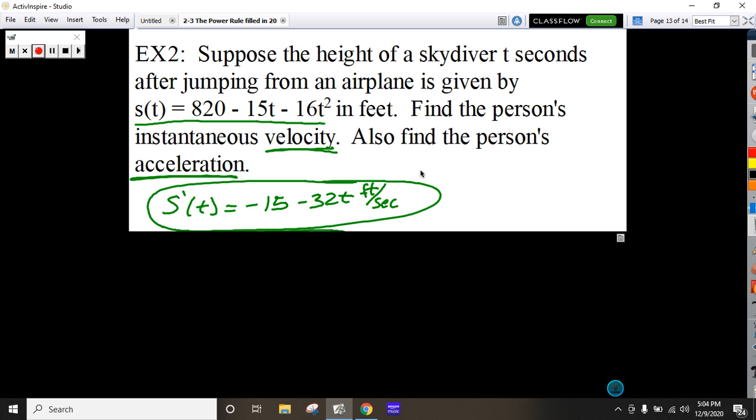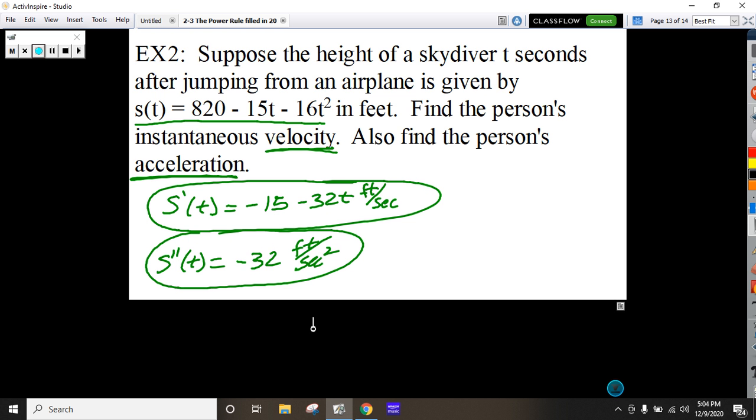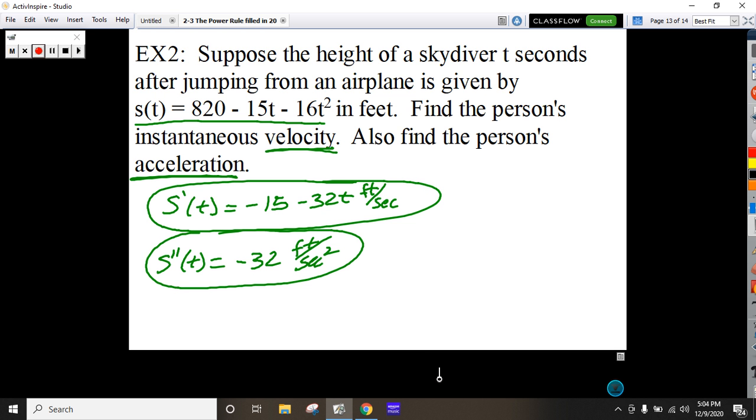Okay? And then finally, it's also asking us to find the acceleration. So we'll take whatever our velocity equation is and take its derivative. The derivative of negative 15 is going to be 0. The derivative of negative 32t is just negative 32. So this time, our acceleration, no matter what, is negative 32. And since this is acceleration, it's feet per second squared. And that's how you find acceleration really easily.